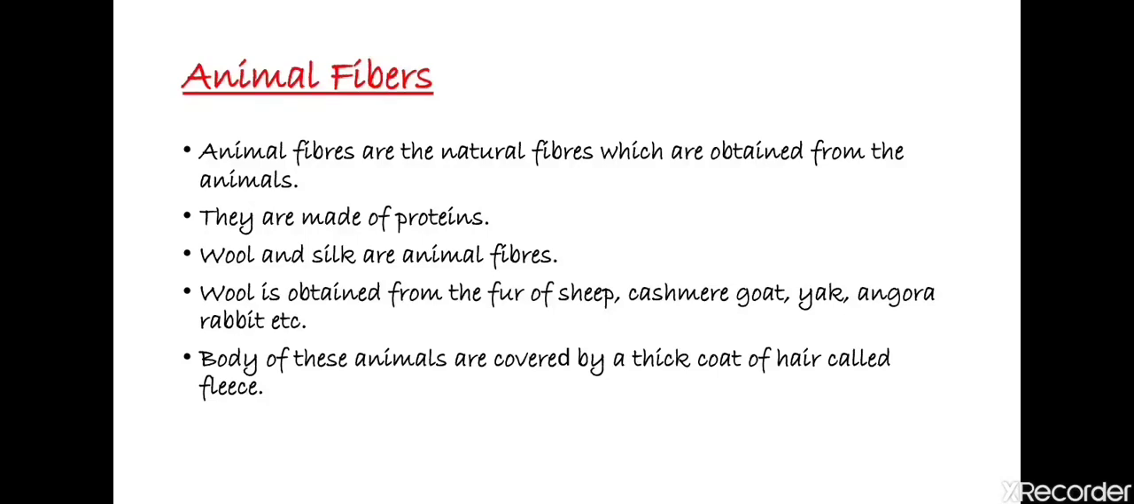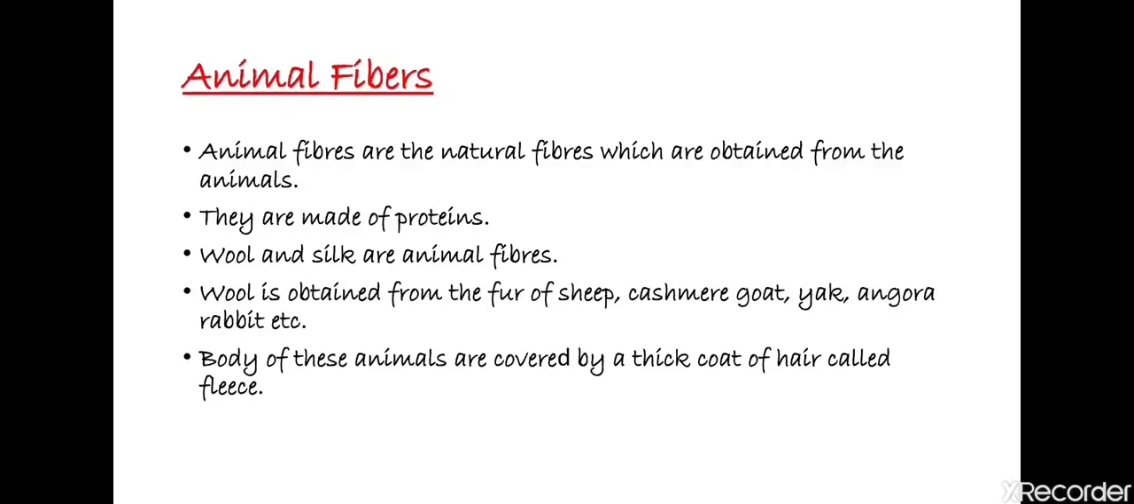Wool is obtained from the fur. Fur means hair. It is obtained from the fur of sheep, Kashmiri goat, yak, Angora rabbit, etc. There are so many other examples also which are used to obtain wool. Fine. And the body of these animals is basically covered by a thick coat of hair called fleece. Okay, and what is the function of this fleece? This fleece insulates the animal's body from cold in winters.